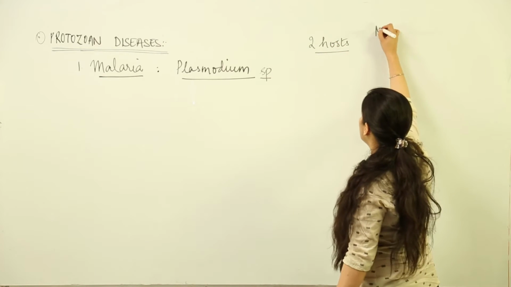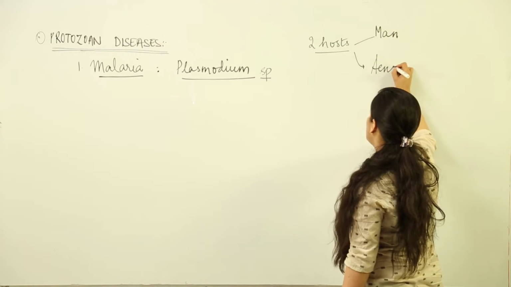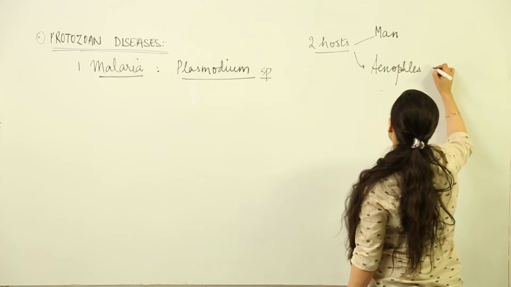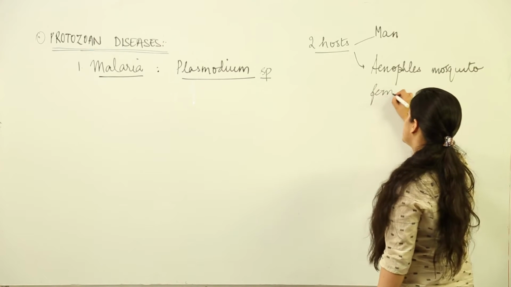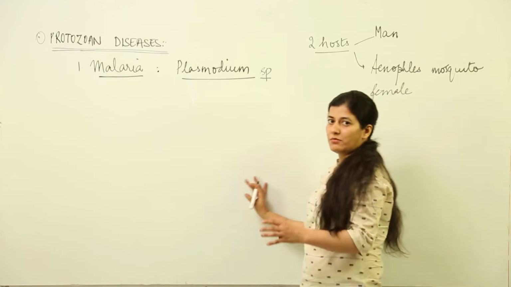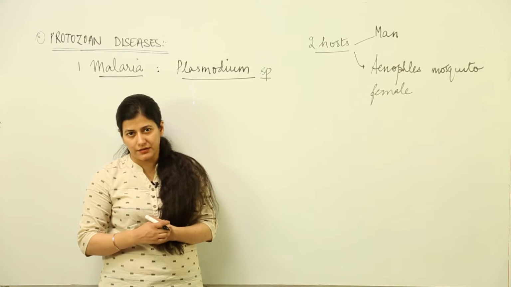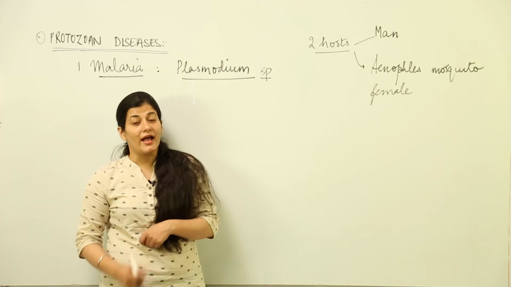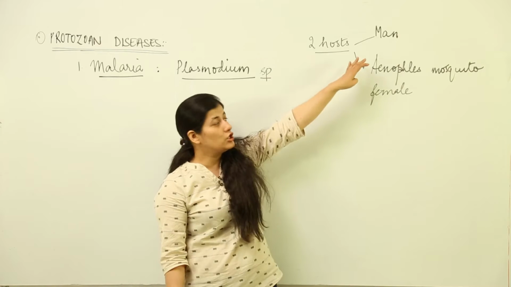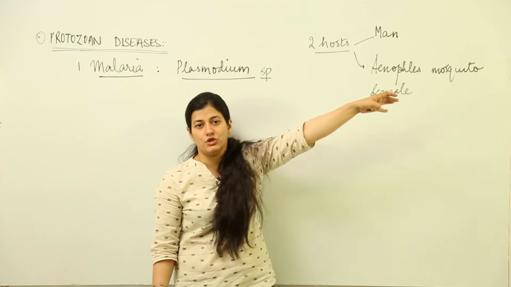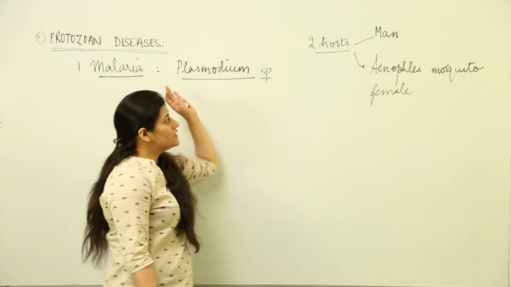One being man, that is one of the hosts, and the other being the Anopheles mosquito. Which mosquito? Female Anopheles mosquito. Now, there is a condition that female mosquitoes need human blood for completion of their reproductive cycle. They feed on that, they need it. And how intelligently this Plasmodium has used Anopheles to infect human beings. Man or woman can be infected equally, they have equal probability of getting infected by the disease called malaria.